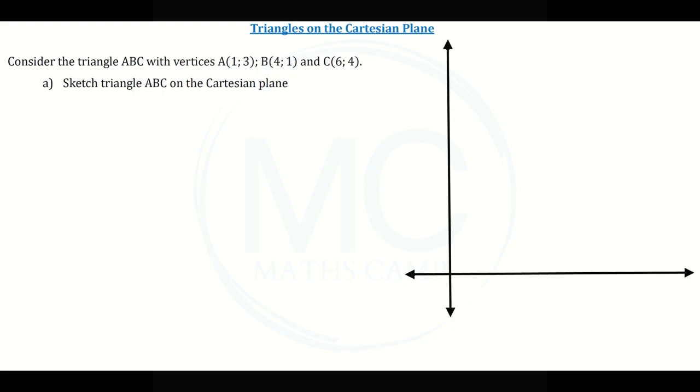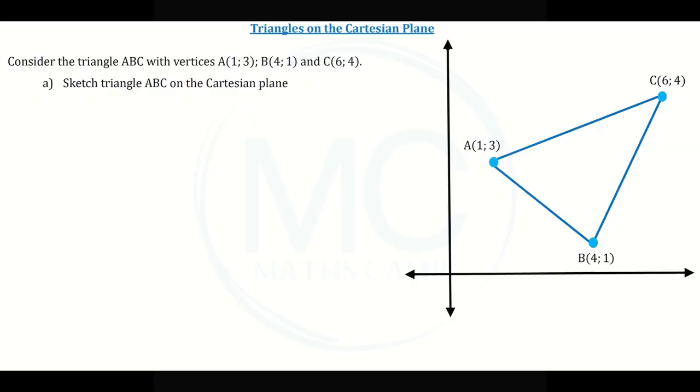Point A has the coordinates 1, 3. So it will lie over here. When plotting points, it is always a good idea to name the point with a letter and write down the coordinates. Point B has coordinates 4, 1, so it will sit over here. Point C has coordinates 6, 4, and this will sit up here. We can name the point as well. Now to draw our triangle, we simply join the points together like this. And now we can move on to part B.